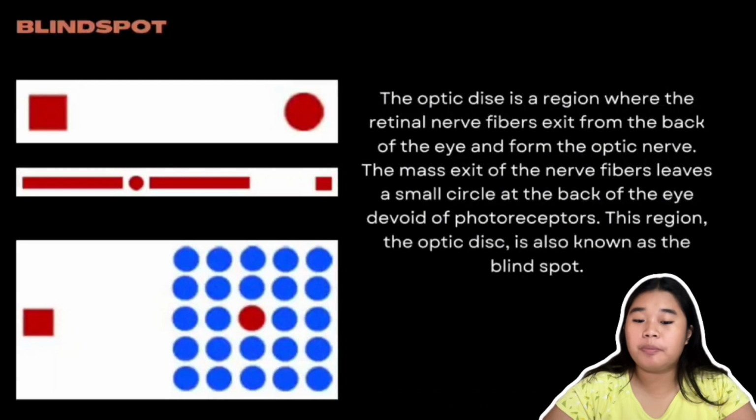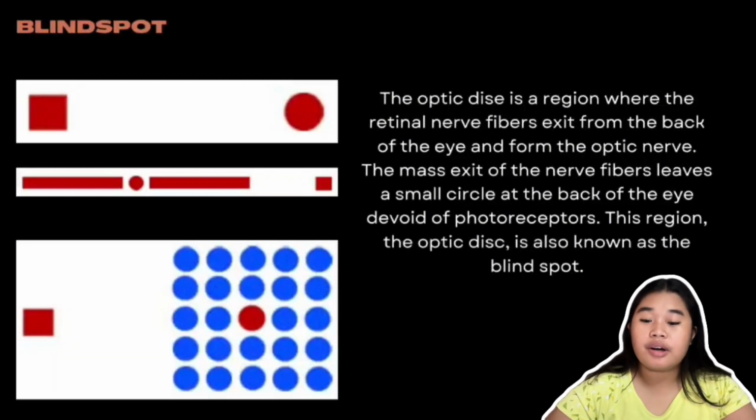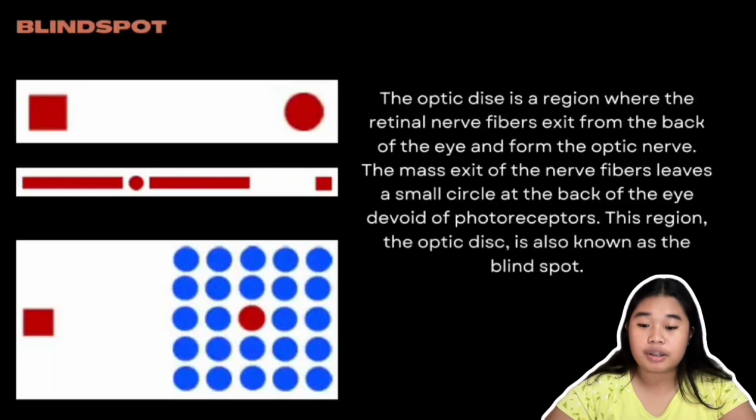The spot where your optic nerve connects to your retina is called the optic disc. There are no photoreceptor cells on this disc, so when an image hits that part of your retina, you can't see it. This is your blind spot. You don't notice this blind spot in everyday life because your two eyes work together to cover it up.